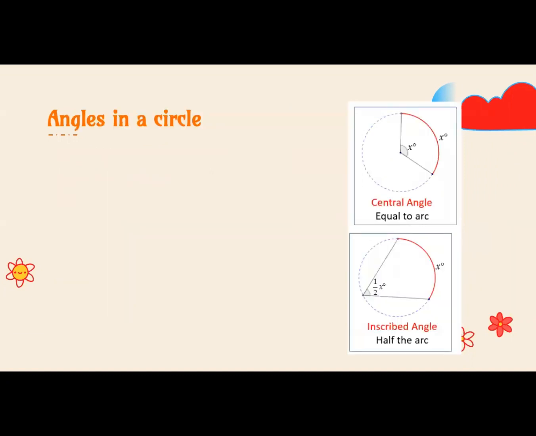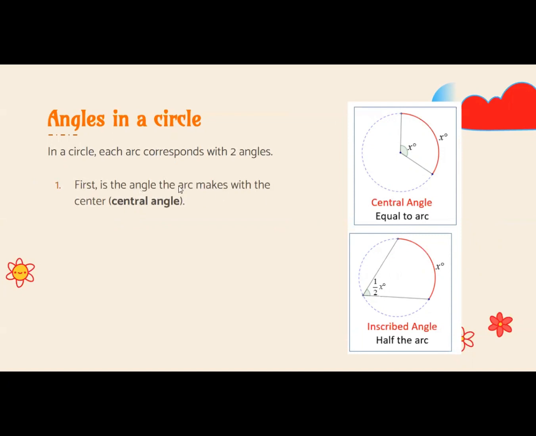So these arcs happen to form angles. So if you see this picture, spoiler alert, the first one is the central angle. Why? Because it's just the angle that it forms with the center. So this is the center of the circle, and these are two endpoints of the arc. So this red line is the arc, and the measure of the arc is x squared. So whatever this angle is, that is also the angle of this arc.